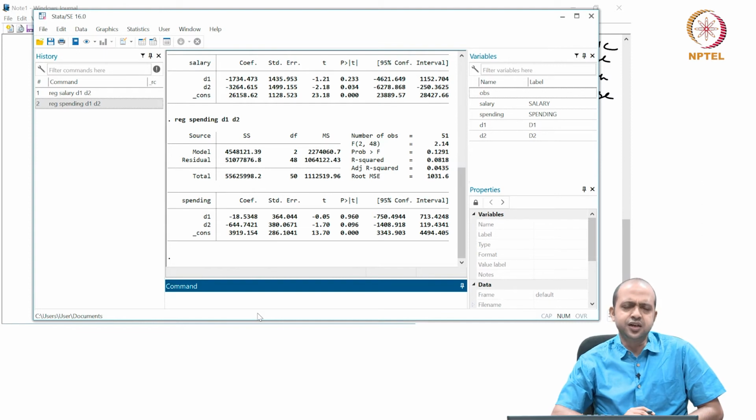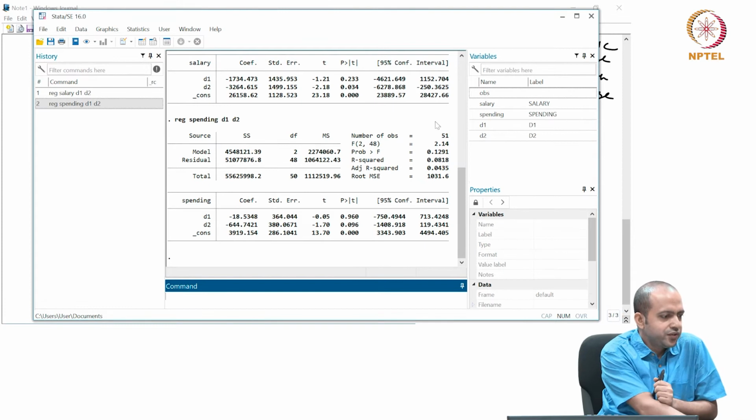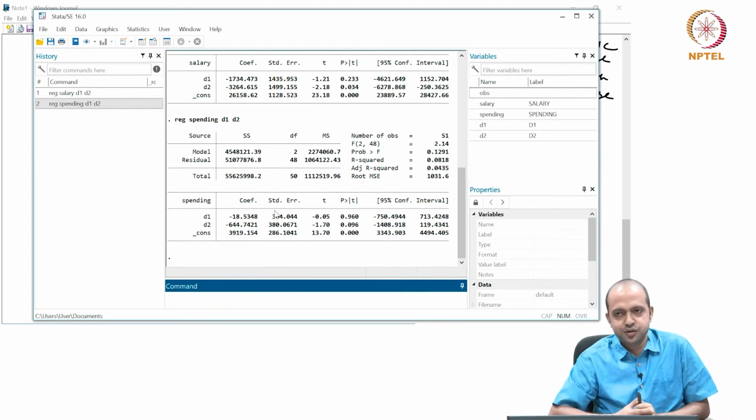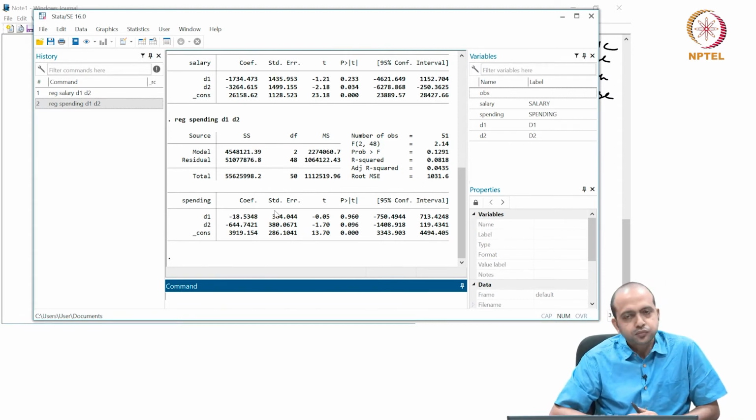So, one thing is clear, since in the previous example we saw that there is no significant difference between the mean salary of the northeast and north central with west, you see that there is no significant difference in spending as well. When there is no significant difference in spending, obviously there won't be a significant difference in the salary as well, which is true by looking at the results of the spending equation. Okay.